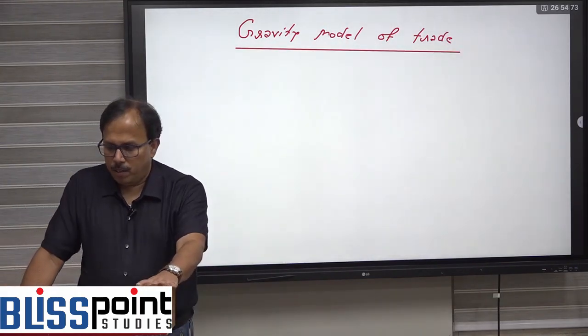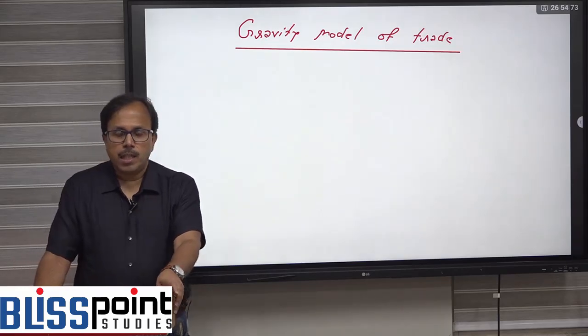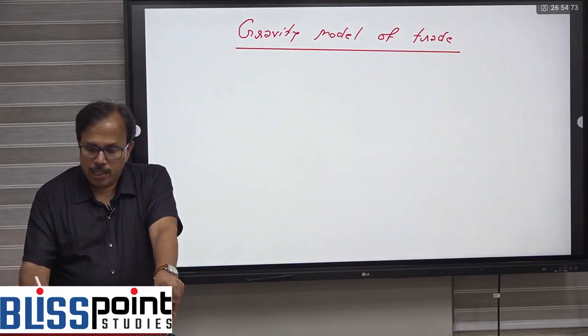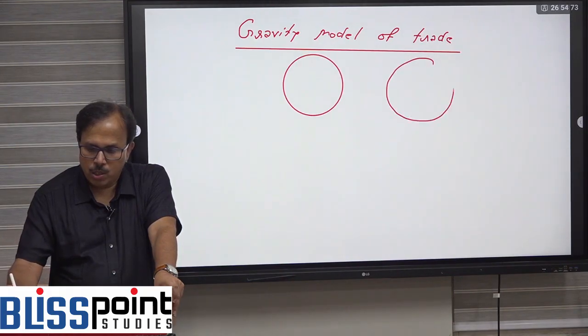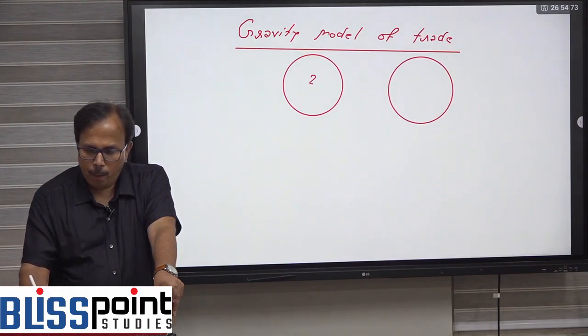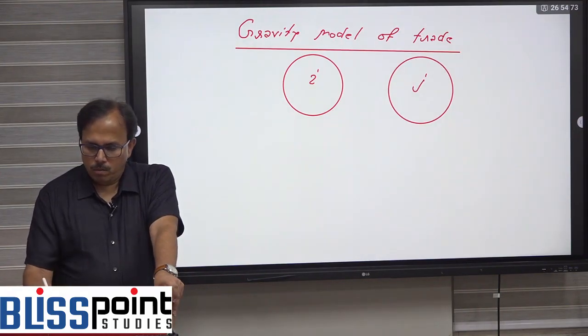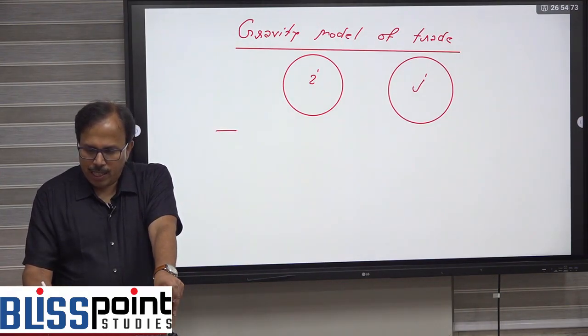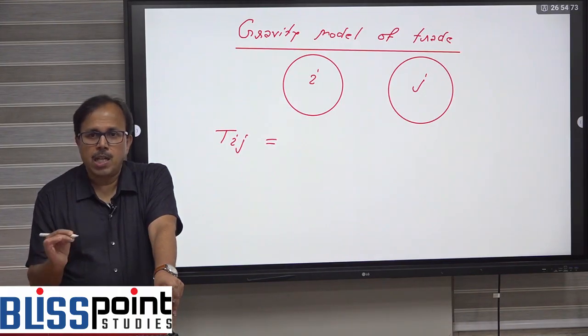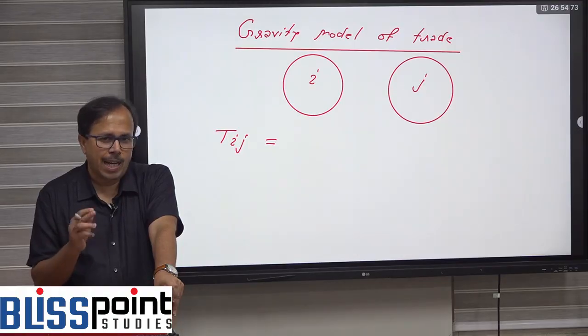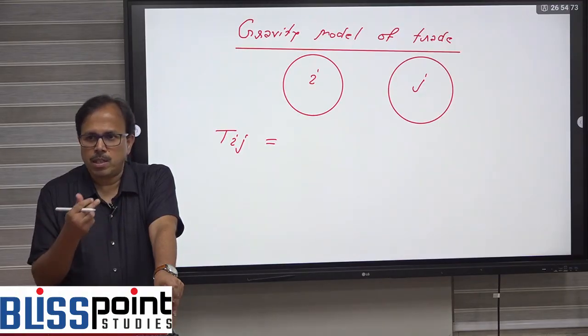Gravity model of trade. So the gravity model of trade, the idea is that this model says that the trade between two countries, you can consider them as country I and country J, or country 1 and country 2. The idea says that the volume of trade between country I and country J depends upon the size of the economies and the distance between the countries. Size of the economy and the distance.